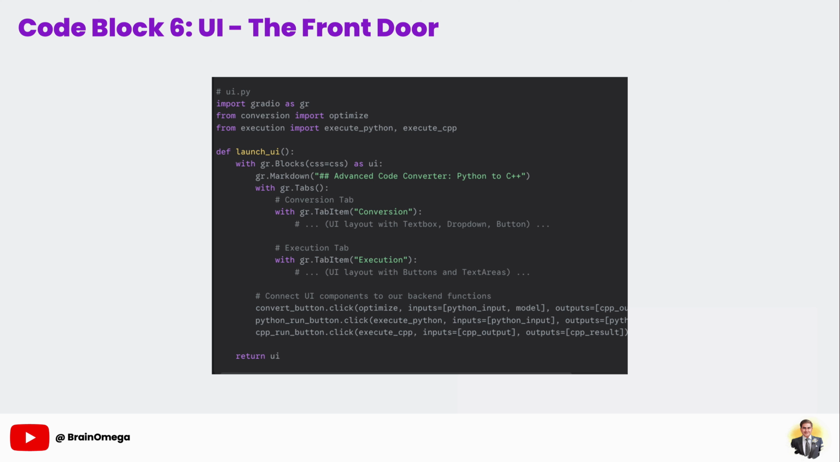Now for the most magical part, the .click methods at the bottom. This is how we wire up our front-end buttons to our back-end Python functions. This one-line convert_button.click(optimize, ...) says everything. When the convert button is clicked, call the optimize function. Take the values from the Python input text box and the model dropdown as its inputs, and whatever that function returns, display it in the cpp_output text box. It's an incredibly simple and powerful way to connect a user interface to our code.